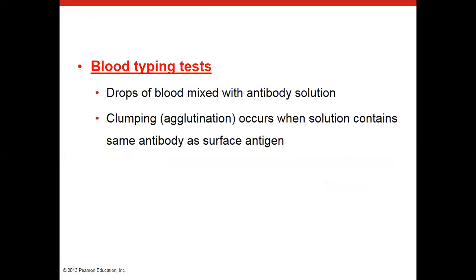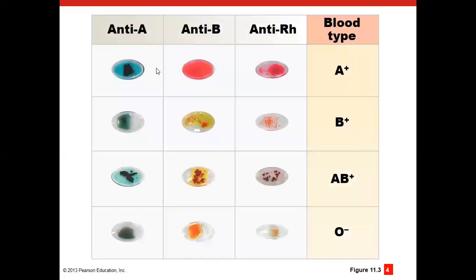Blood typing. If you don't know your blood type, here's how you measure it, or how you find it. Basically, you mix a couple of drops of your own blood with an antibody solution. And if you get clumping, agglutination, that means those antibodies are binding to the antigens on the surface of the red blood cells, and you're positive for that blood type. So here's what happens. There's one blood type. So this is A positive.